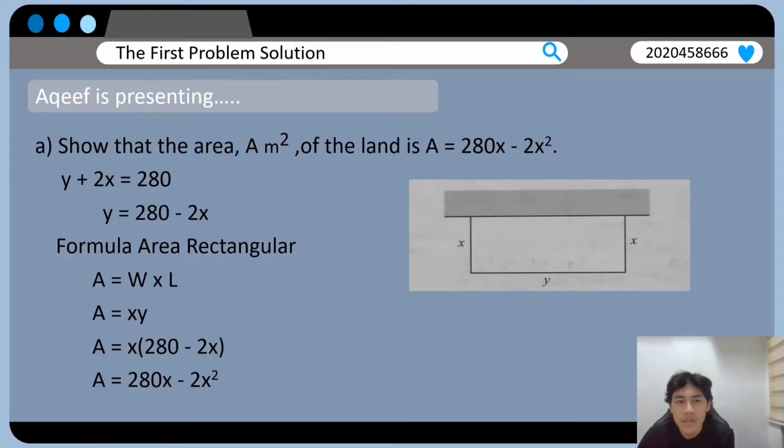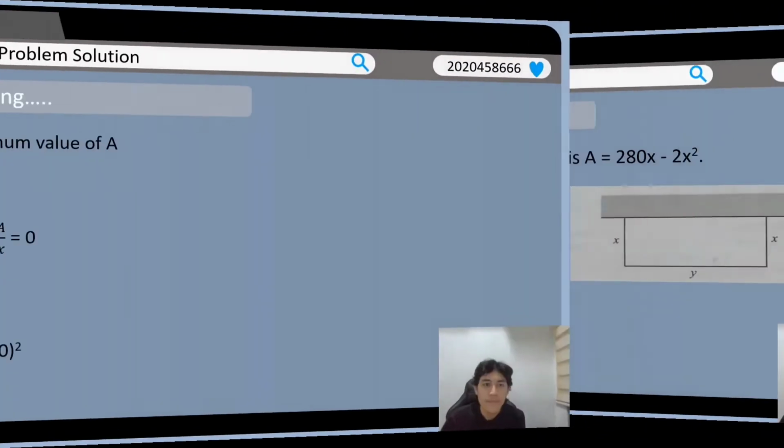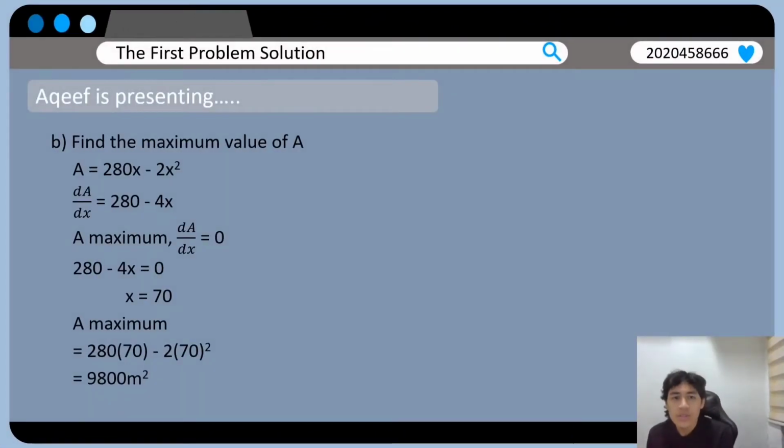So we put the value of 280 minus 2x inside the equation. So the equation must be A equals x times (280 minus 2x). So the answer is 280x minus 2x squared. The second question is, find the maximum value of A, where A equals 280x minus 2x squared.